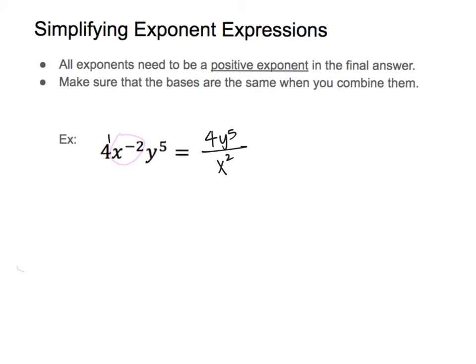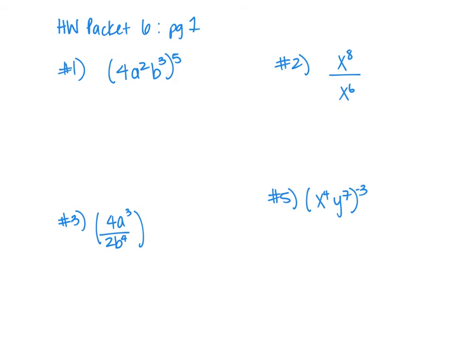So I'm done simplifying. All right, so in the next 2 slides, I'm going to be working out problems directly from the homework. So if you need help with the homework, I would keep watching. So in this slide here, I'm going to be doing homework problems from packet 6 on page 1. And so I'm going to start off with problem 1 here.